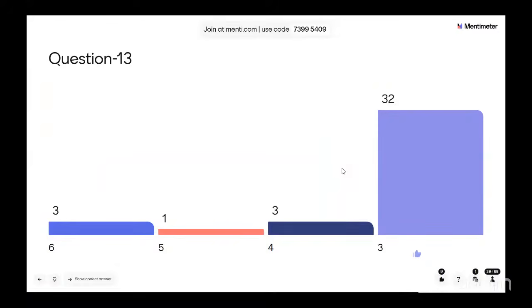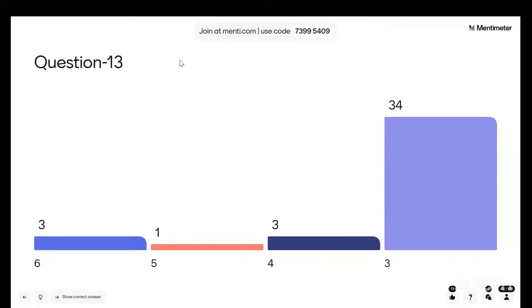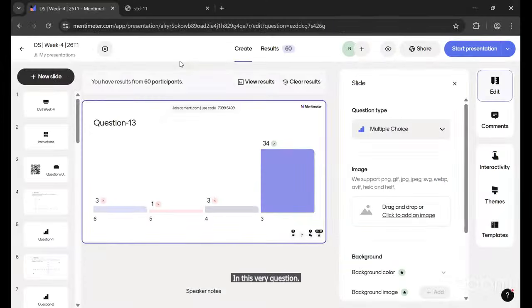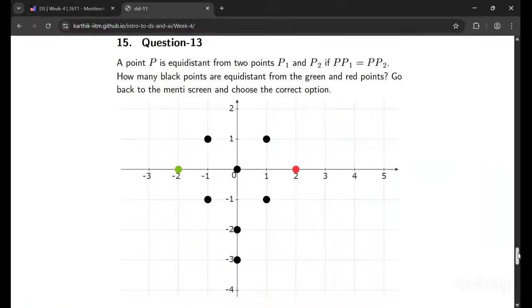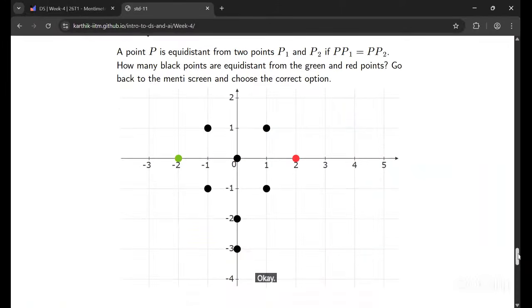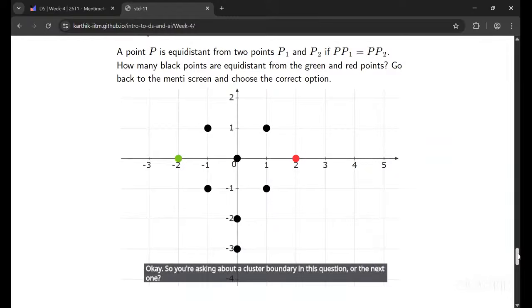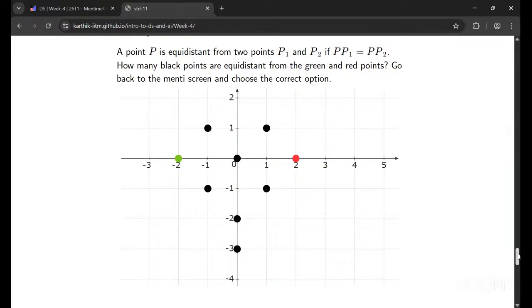Ma'am, I have a doubt. What does the cluster boundary mean? In this very question, wait, let me just show you the question again. Okay. So you're asking about the cluster boundary in this question or the next one? Ma'am, the next one. Okay, that we're going to discuss in some time.